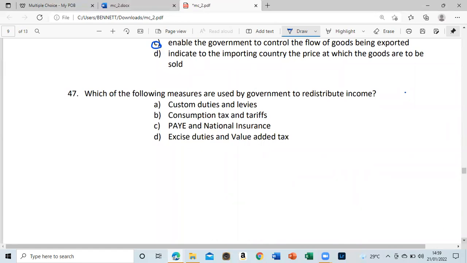Which of the following measures are used by government to redistribute income? Is it A, customs duties and levy, B, consumption tax and tariffs, C, PAYE and national insurance, D, excise duties and value added taxes? And that would be PAYE and national insurance. So 47 would be C.